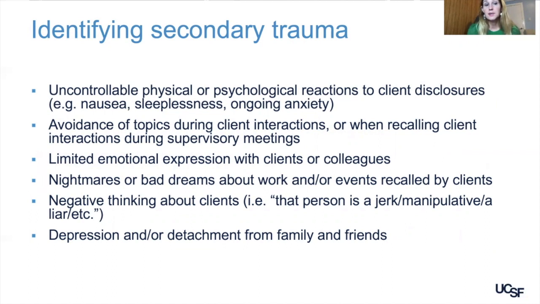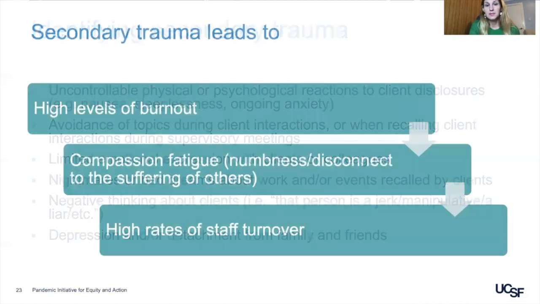So identifying secondary trauma. There could be uncontrollable physical or psychological reactions to client disclosures: nausea, sleeplessness, ongoing anxiety, avoidance of topics during client interactions or when recalling client interactions during supervisory meetings, limited emotional expressions with clients or colleagues, nightmares or bad dreams about work or events recalled by clients, negative thinking about clients, that person's a jerk, they're manipulative, a liar, depression and/or detachment from family and friends. So these are all signs of secondary trauma.